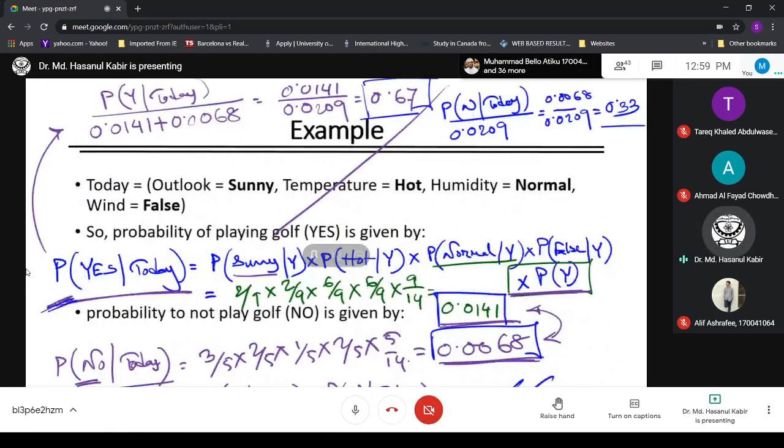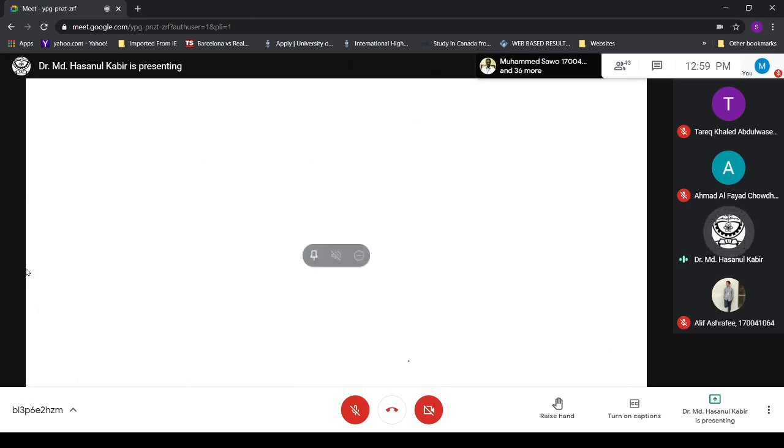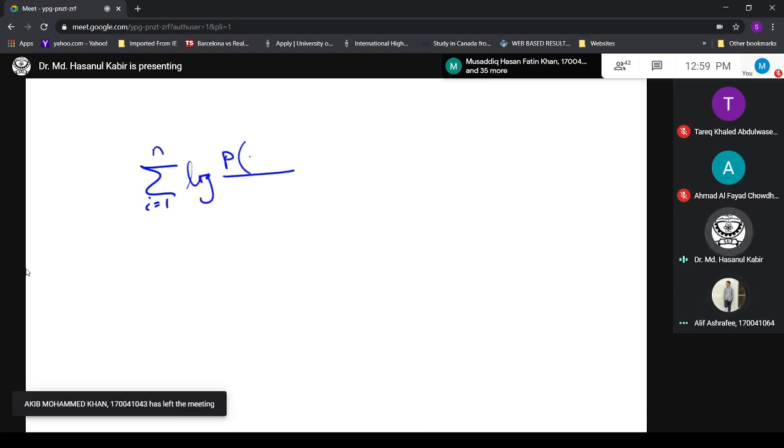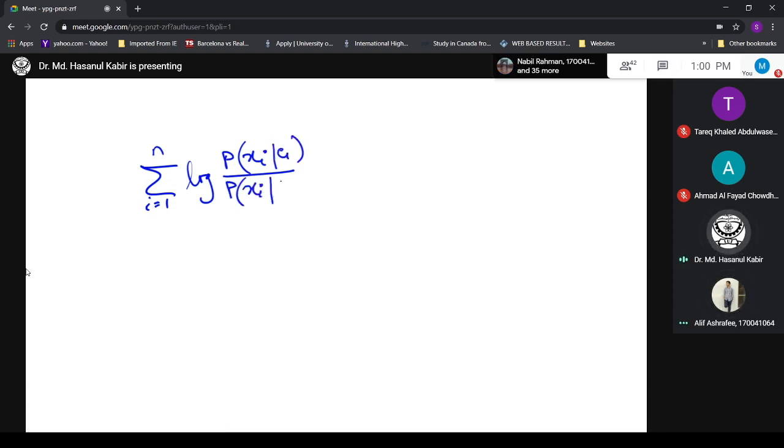Okay, everything got lost, I have to write it again. So it was something like this: the summation of i equals 1 to n, and you will have the log of the probability of xi given class 1 over the probability of xi given class 2. Will you have something like this? Yes or no?